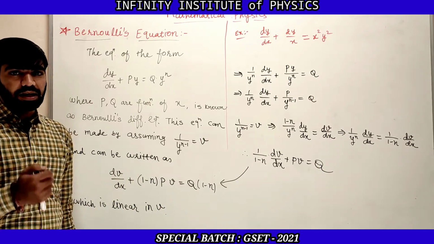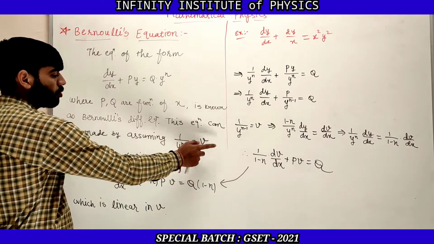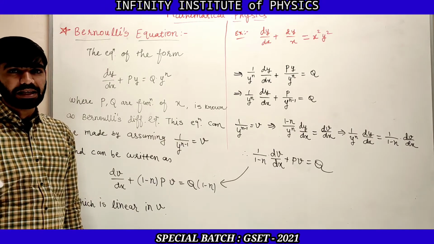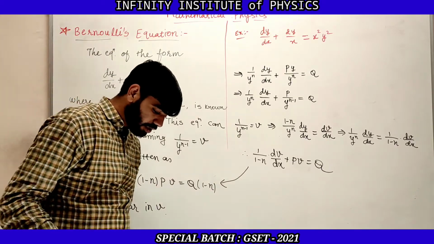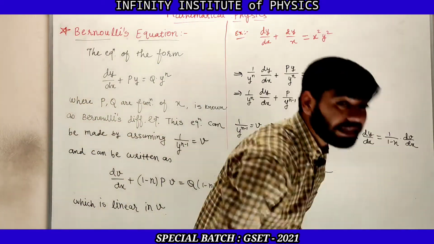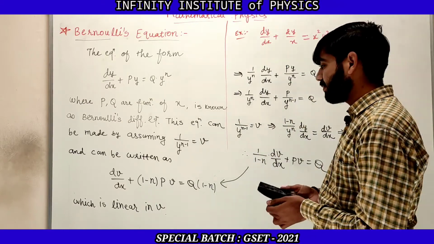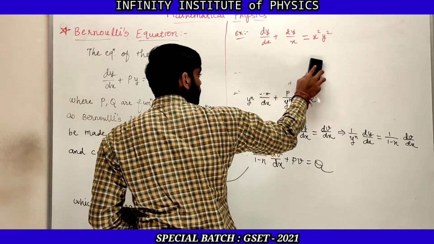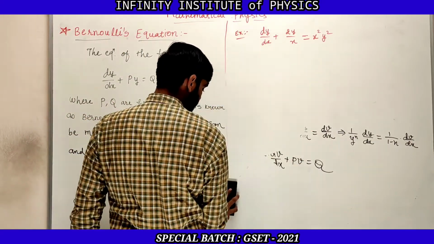v and x. And after getting that solution, we need to put that v is equal to 1 upon y raised to n minus 1 in that solution. So it will give a solution in terms of x and y. And this is how we can solve the Bernoulli's differential equation. So let us take one example. Example is already written here.